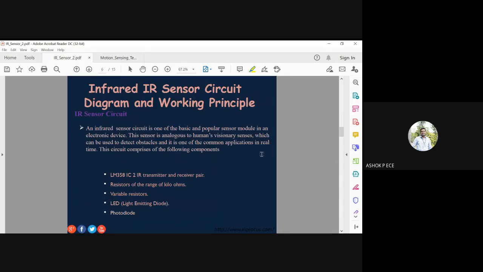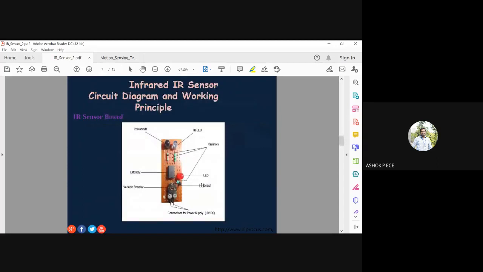The infrared circuit and its working principle are very simple. It is one of the basic and popular sensor modules in electronic devices. It is similar to vision sensors and can be used for detecting obstacles. The circuit has a transmitter and receiver pair: an LED and a photodiode, and amplifiers for amplifying the signal. This is a simple setup with an infrared LED and a photodiode.